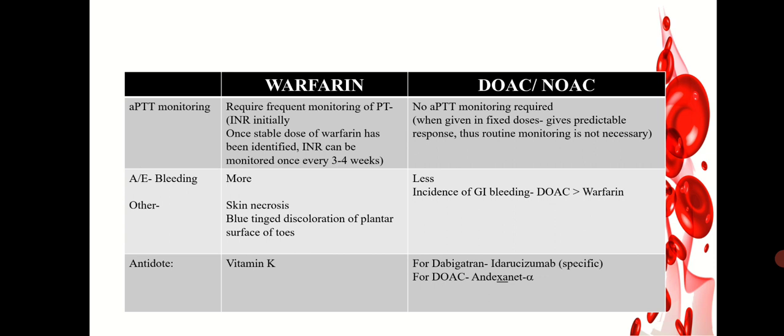Bleeding is the more common side effect seen with warfarin and less with novel oral anticoagulants. Skin necrosis and purple discoloration of the plantar surface of the toes are other side effects seen with warfarin. Incidence of GI bleeding is more commonly seen with directly acting oral anticoagulants than warfarin. Vitamin K is the antidote for warfarin. Idarucizumab is a specific antidote for dabigatran, while andexanet alfa is the newer antidote for other directly acting oral anticoagulants.